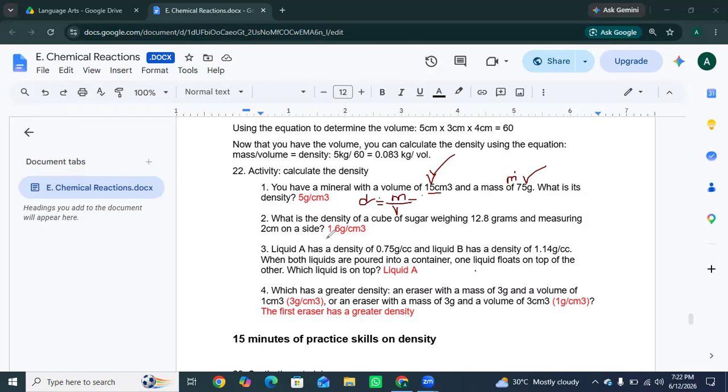Okay, so the next one is: what is the density of a sugar cube weighing 12.8 grams and measuring 2 centimeters on a side? Here 12.8 is in grams. How can you know that it is a mass? Because mass is measured in kilograms or grams. So 12.8 is grams, and measuring 2 centimeters on a side gives the volume. As I have told you, you simply put all the values in this formula.